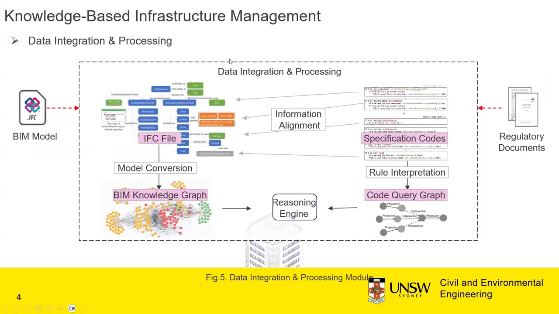And in this data integration model, the first thing you need to do is to align the information between different kinds of data source in order to make the machine understand what specification code the BIM parts correspond to. So the IFC file, which is the format of the BIM model, is converted into a knowledge graph, and then the specification code is transferred into a code query graph. And through the reasoning of the knowledge graph, we can obtain the maintenance method.